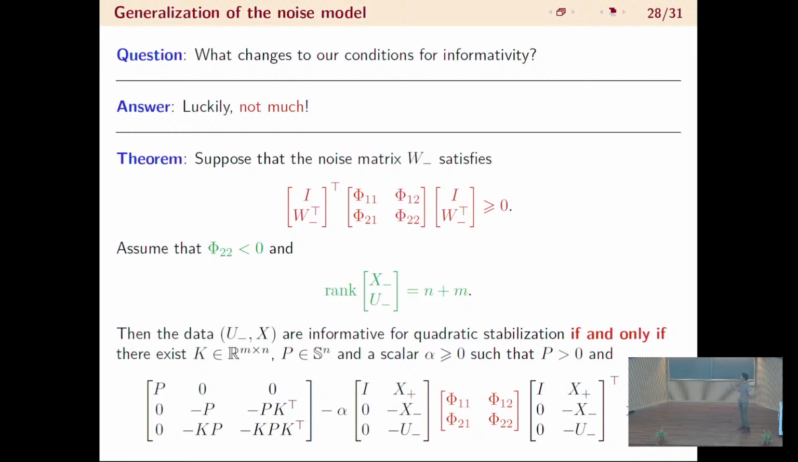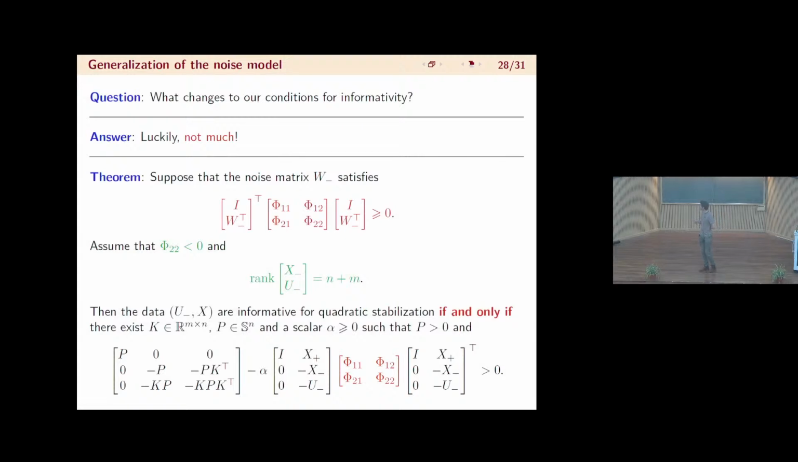Under these conditions, the data are informative for quadratic stabilization if and only if there are matrices K and P and a scalar alpha such that P is positive definite and this matrix inequality holds. If you take a closer look at this matrix inequality, it's exactly the same matrix inequality as we had before. The only thing that changes is this matrix here in the middle. Before we had epsilon squared identity, 0, 0, minus I. And simply in this condition now we replace that by the matrix Phi. That's the only thing that changes. And you need to assume that Phi 22 is negative definite.